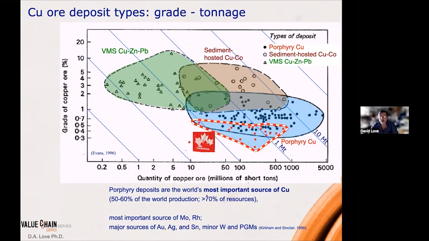Most of the copper in the world comes from porphyry copper deposits, more than 50% now, and they make up 70 to 75% of all the known resources of copper in the world.